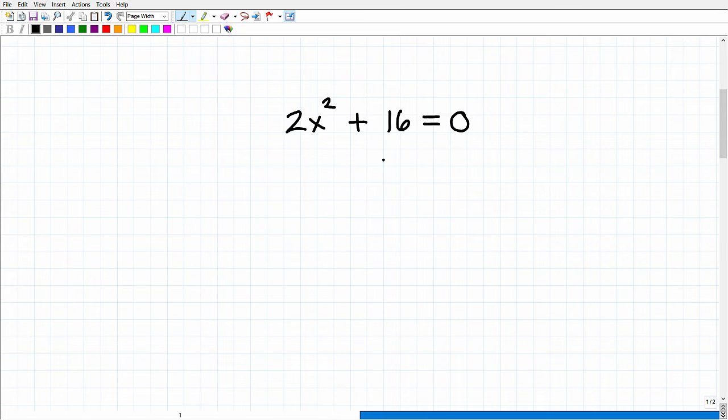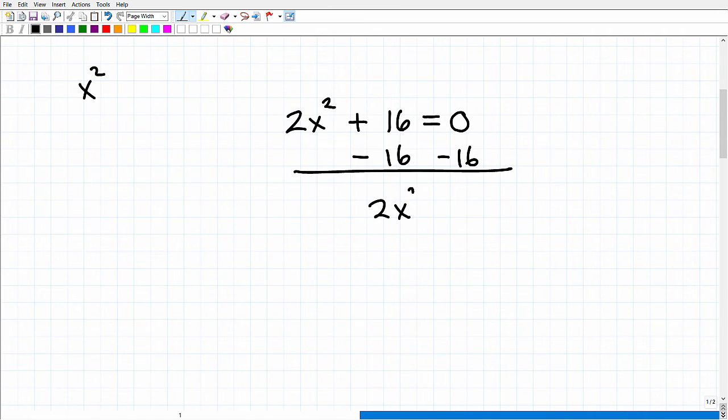The first thing we need to do is to isolate this x squared part. We want to solve for x squared, essentially. So I'm going to subtract 16 from both sides of the equation, and I get 2x squared is equal to negative 16. Now, at this point, again, I want to isolate x squared. So I'm going to divide both sides of the equation by 2, and I get x squared is equal to negative 8. Okay, excellent.